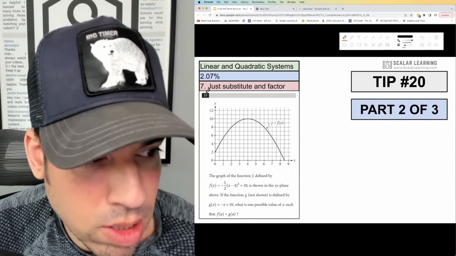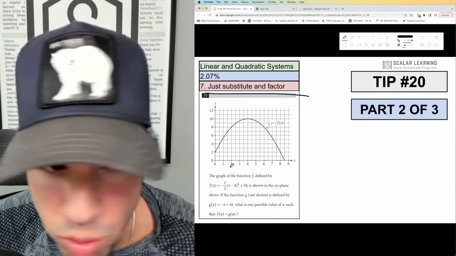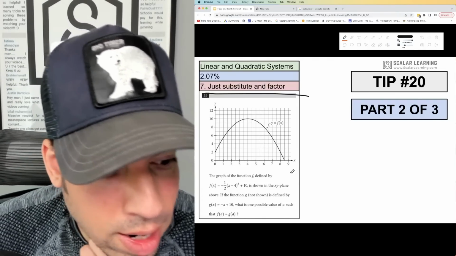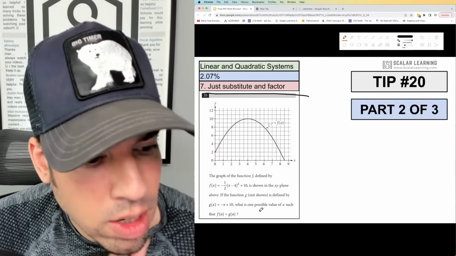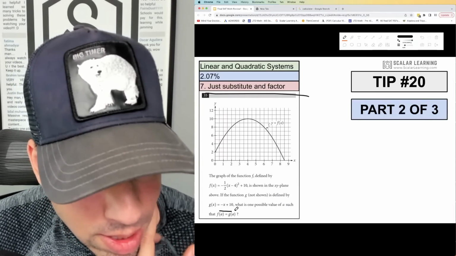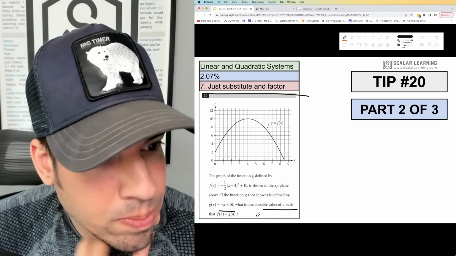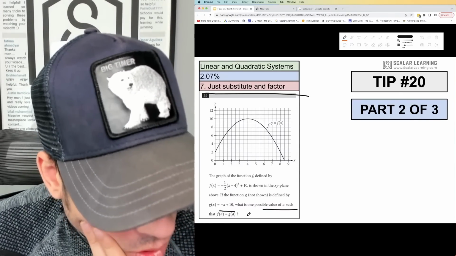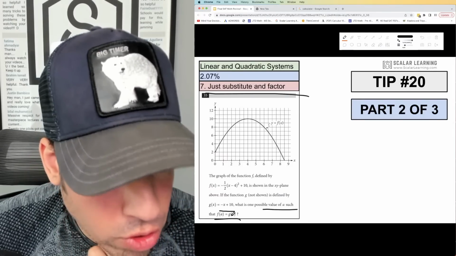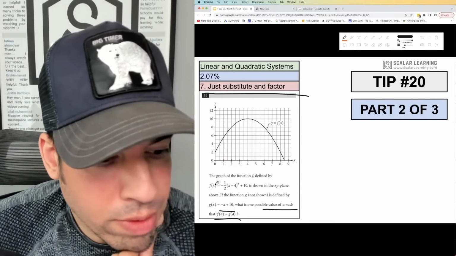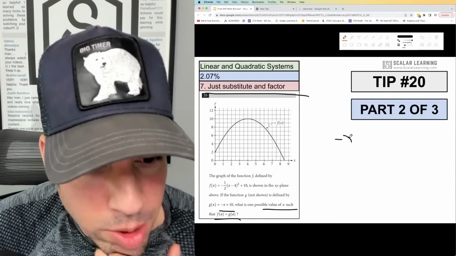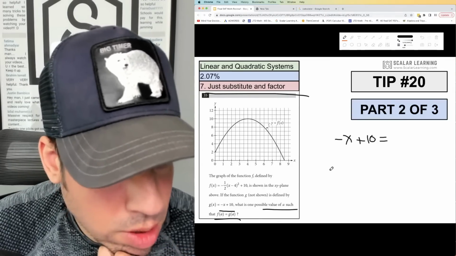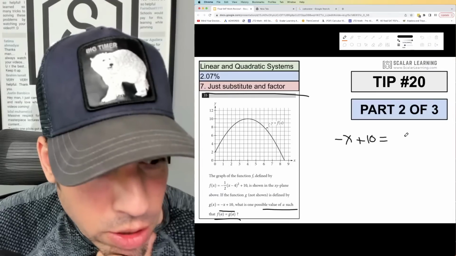Tip here, number 7, or 20 in this case, because we're doing the whole thing. Substitute and factor. This is shown in the graph. The function g, not shown, is defined by this. What is one possible value of a such that the two functions are equal? So we're trying to figure out when these two are equal. Let's set them equal to each other. Boom. Substituting this in for the function value.